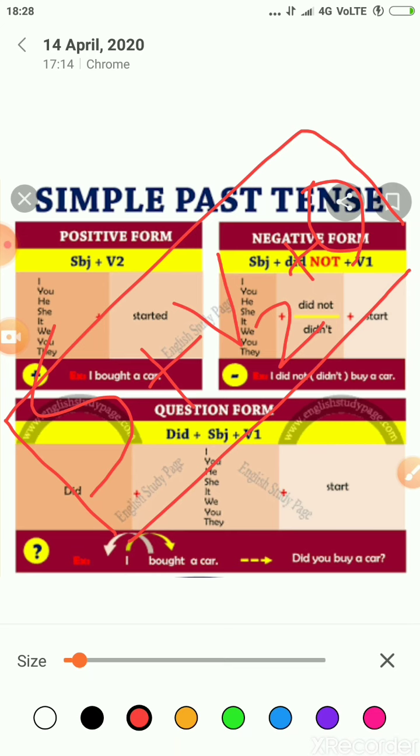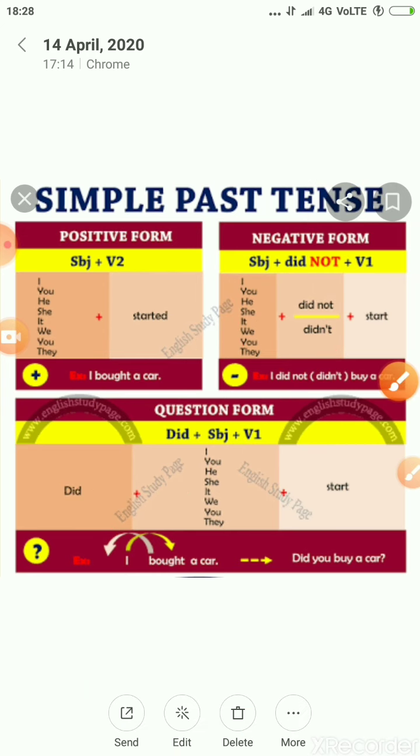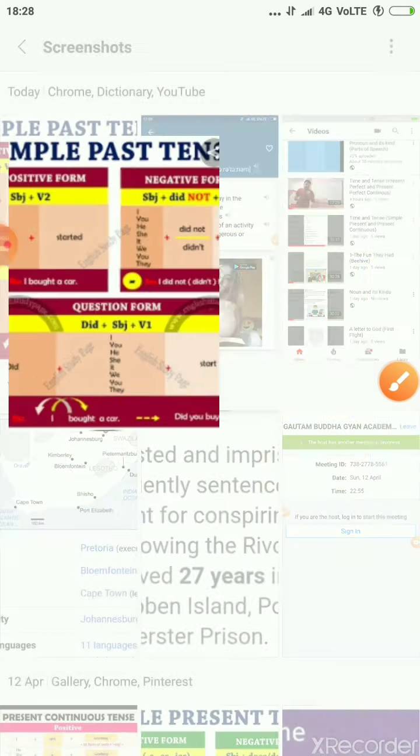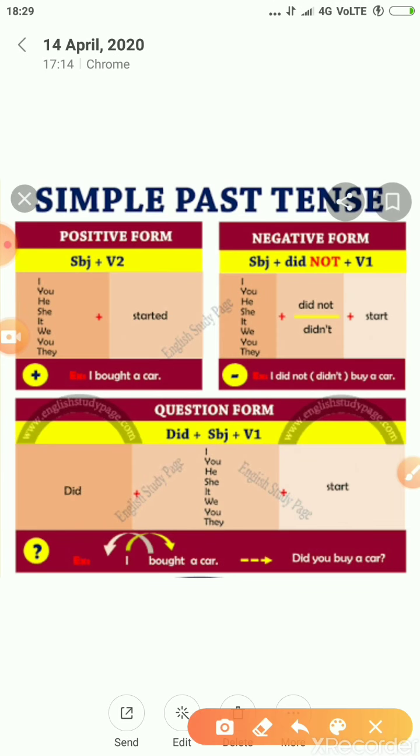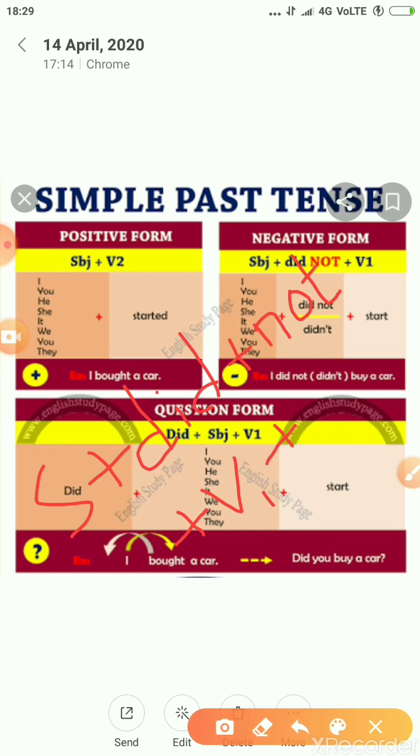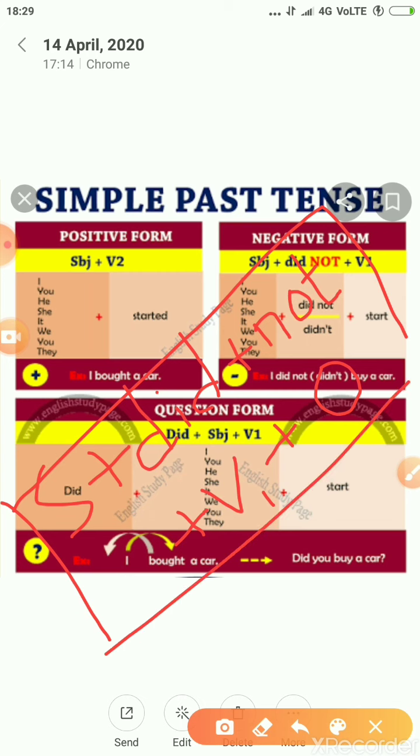Likewise we have the negative form: subject plus did plus not plus V1 plus object. It is considered the negative form. So hopefully this structure is clear for my students, and hopefully you understand it better.